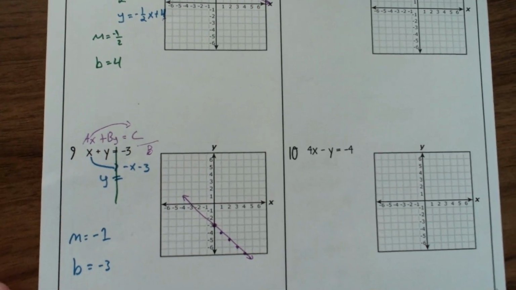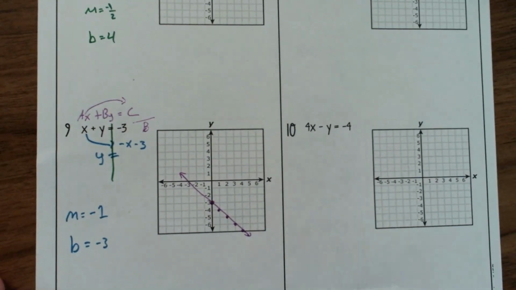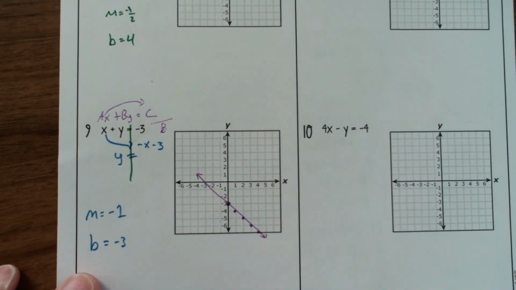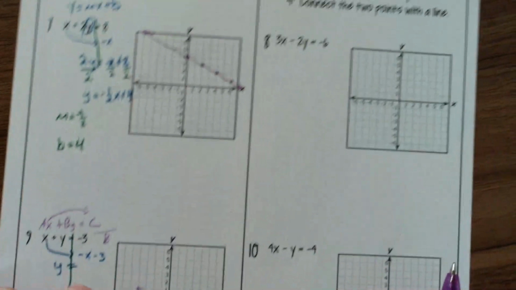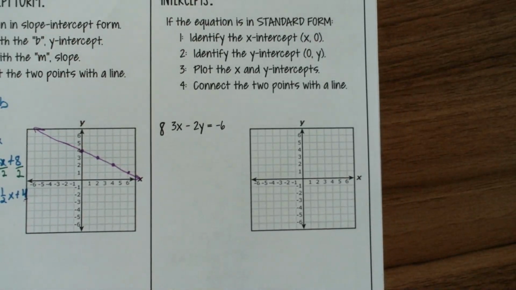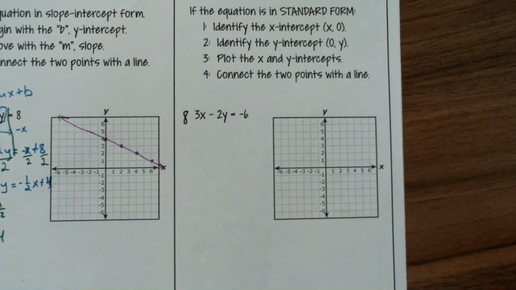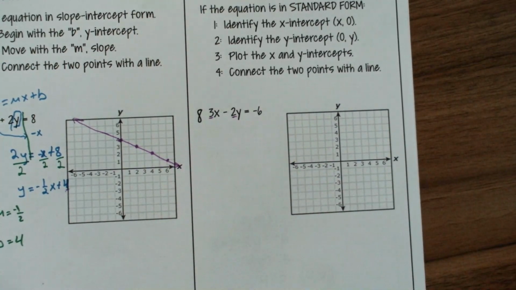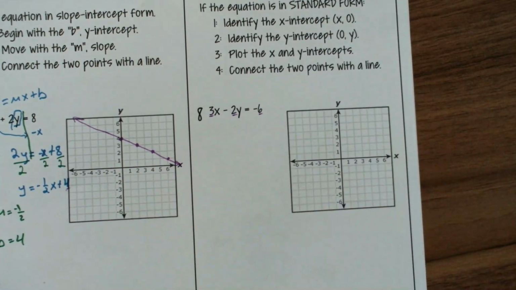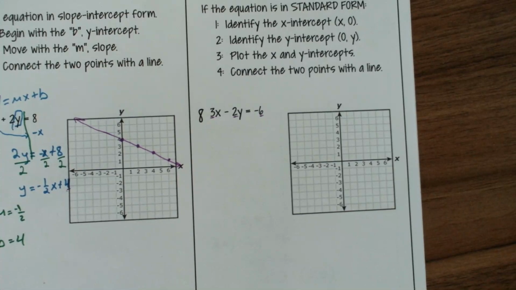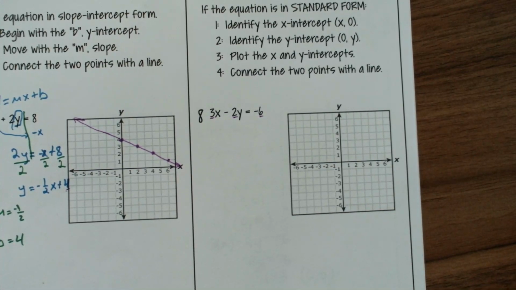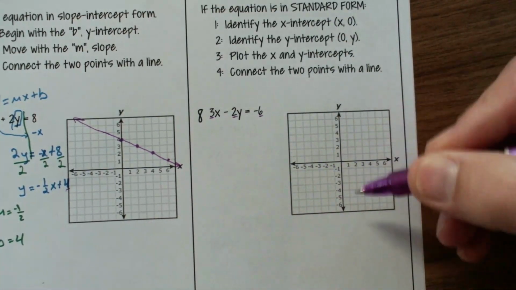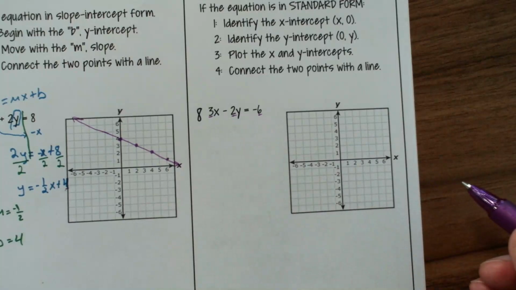Another way that we can graph in standard form, especially if the A and the B can divide into C, is using the x and y intercepts. Here's what I mean by that. Here we have a 3 and a 2 as our A and B. 3 and 2 can divide into 6. So we can try to find the x-intercept and the y-intercept, and once we find those two points, we can connect them and make a line.